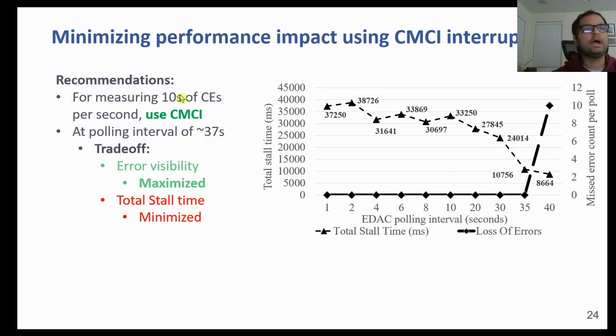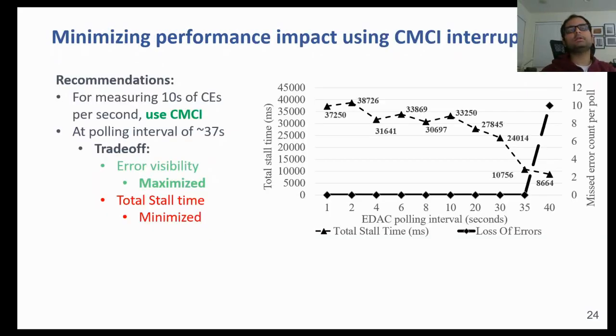However, if you have a tighter remediation policy where you want to swap DIMMs at one correctable error per second, or even lower than that, say 0.1 correctable errors per second, then you would choose a polling interval which is probably higher, but still incurring the penalty of a higher cumulative stall. So the value here is based on the recommendation of the remediation policies.